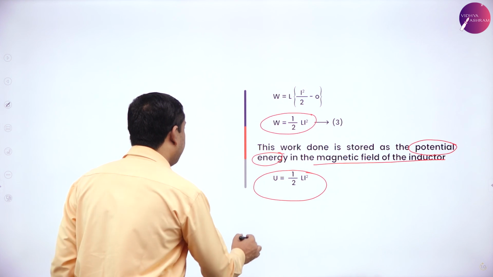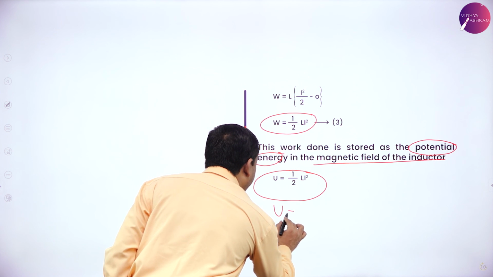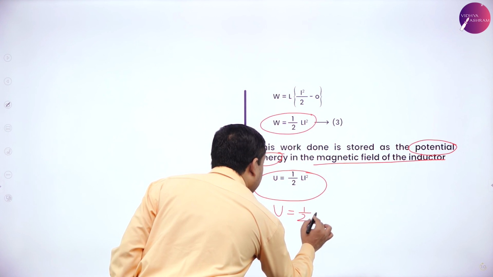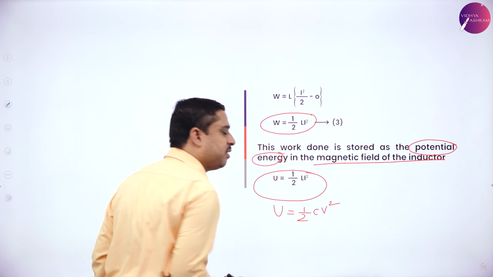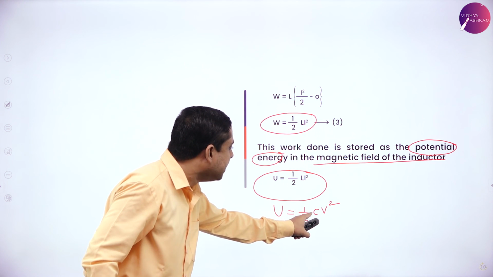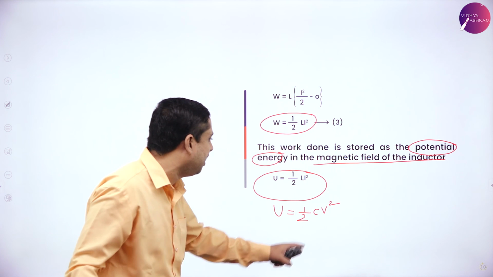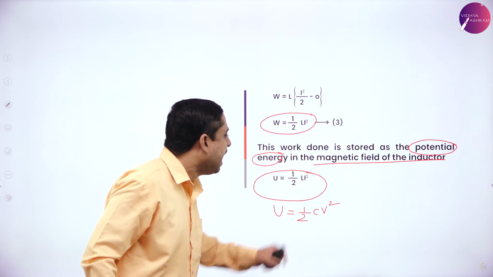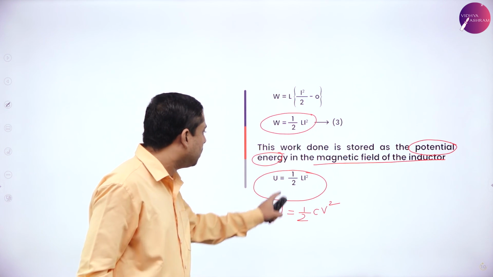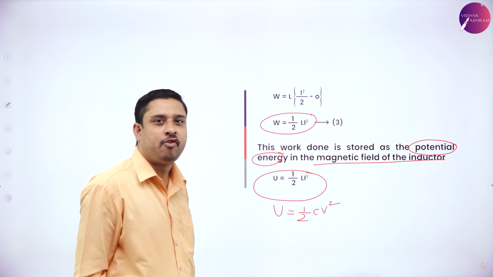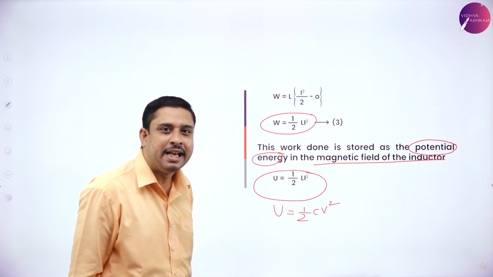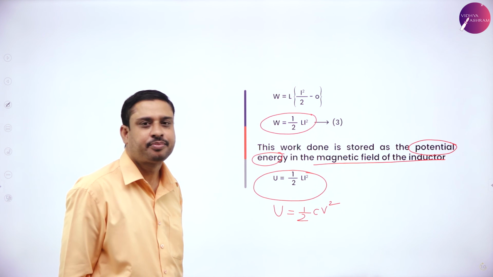Just compare. Energy stored in a capacitor was half CV square. See the comparison: C capacitance, L inductance, V potential, I current. So this is the expression for energy stored in an inductor.